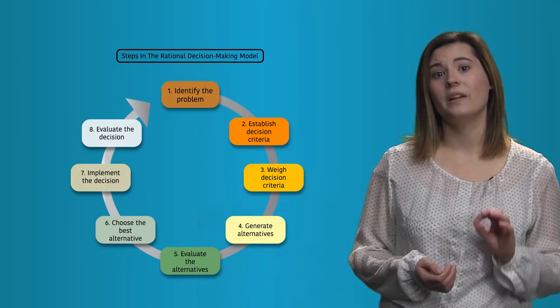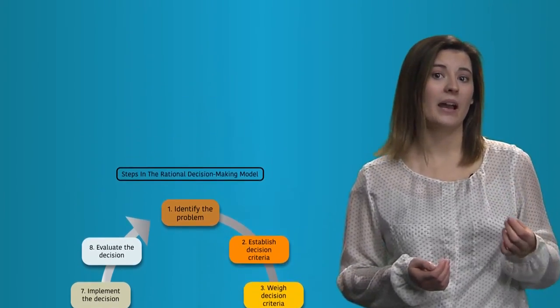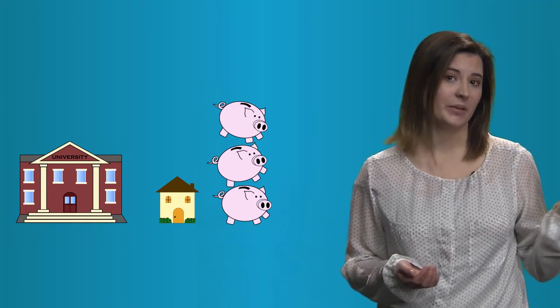The important takeaway here is to use the rational decision-making model when it is a big decision that will have a lasting impact, like choosing where you go to college, what house to buy, or what to invest in for retirement savings.